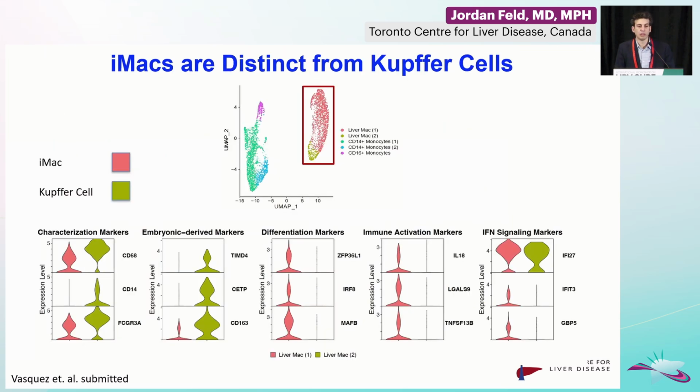And if you then compare them particularly to macrophages, the embryonic-derived resident macrophages in the liver, you can see that they really look quite distinct. So you see the Kupffer cells in green and these inflammatory macrophages in red, and you can see that for a number of different pathways, these are really distinct cell types.